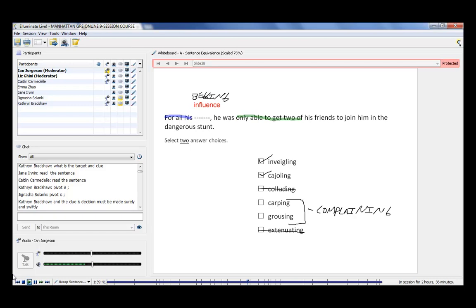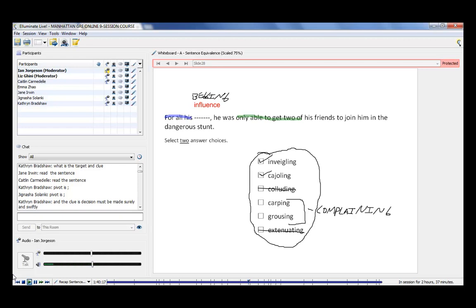This set of words right here, they're hard, but they're definitely 600 level, or I can't say that anymore because they're changing the scoring, but 160 level GRE words. In other words, they're not easy words, but they're not super hard either. These are the core level GRE words that you need to know. Inveigle, cajole, collude, carp, grouse, extenuate, right? These words, and then their different forms. Inveigled, inveigling, right? An inveigler, someone who begs, right?